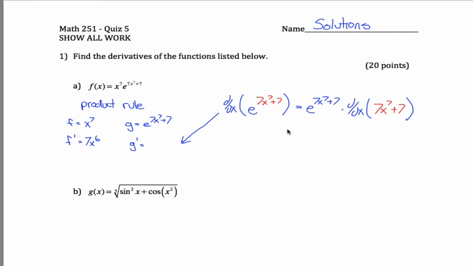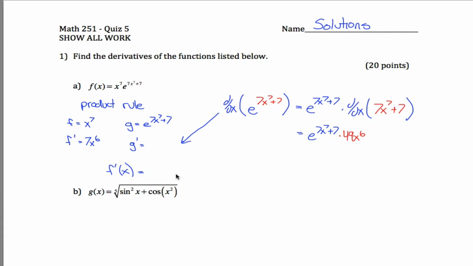So finally, what I get here is this e to the 7x to the 7th plus 7, times this derivative. And this derivative is, if I use the power rule, 7 times 7 is 49. And then if I subtract 1 from the exponent, I get x to the 6th power plus 0, so I don't even have to write it, so I get this thing right here. So this derivative is this, so I can then put all the pieces together to get that the derivative is equal to f prime, 7x to the 6th.